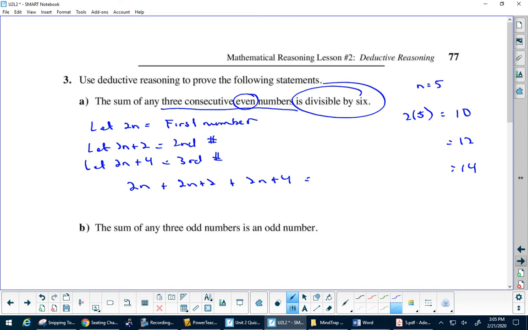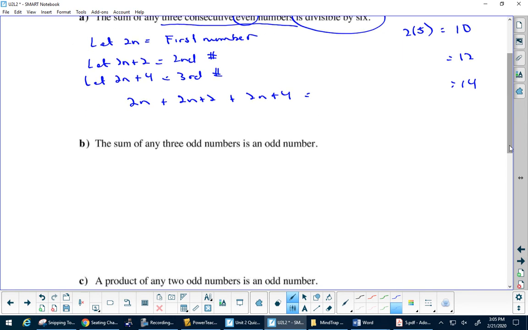Okay, so I'm just helping you do your let statements so you can get used to them. Now, the sum of any 3 odd numbers is an odd number. So what would be my very first number then? It has to be odd. 3 odd numbers, the first one has to be odd. So what could I call it? What could you guarantee the very first number would be odd?